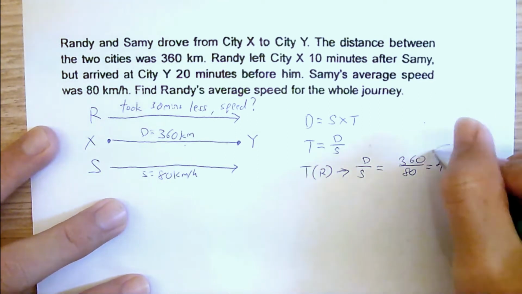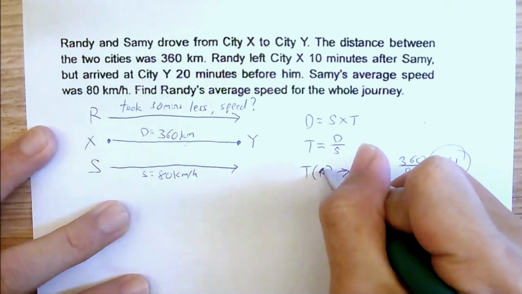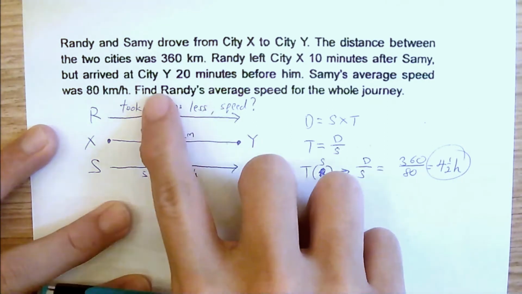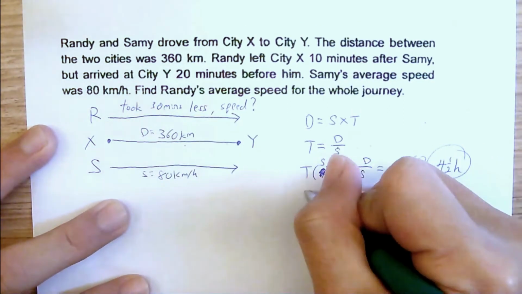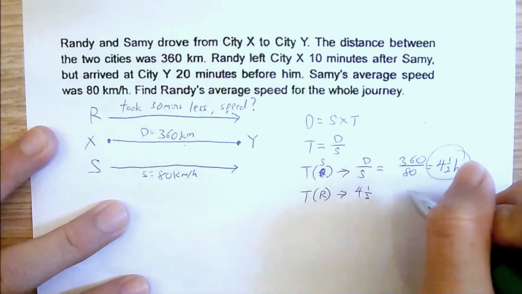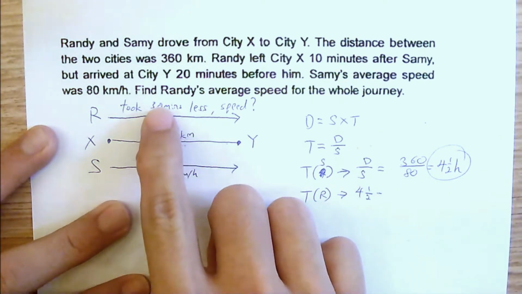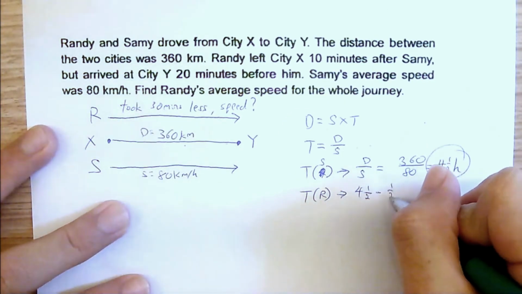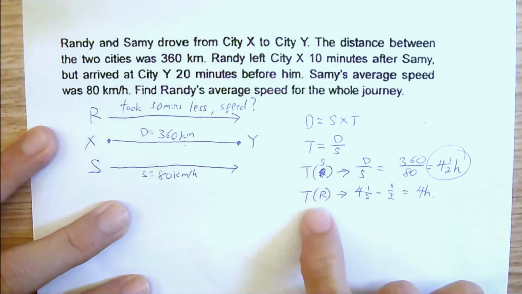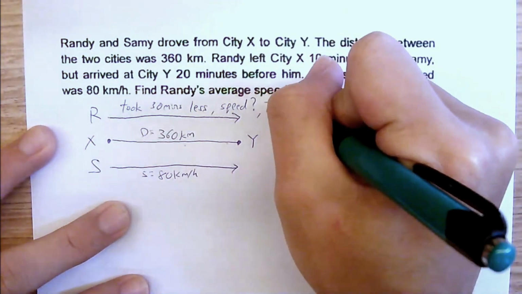Okay, so 4.5 hours is the time taken by Sammy, not Randy. So if Sammy took 4.5 hours and Randy took 30 minutes less, what's the time taken by Randy? Do not just write minus 30, that will be wrong. You must convert your 30 minutes into hours, so that will give you half an hour. So 4.5 minus half will give me 4 hours. So the time taken by Randy will be 4 hours. Okay, so we can say that T equals 4 hours.